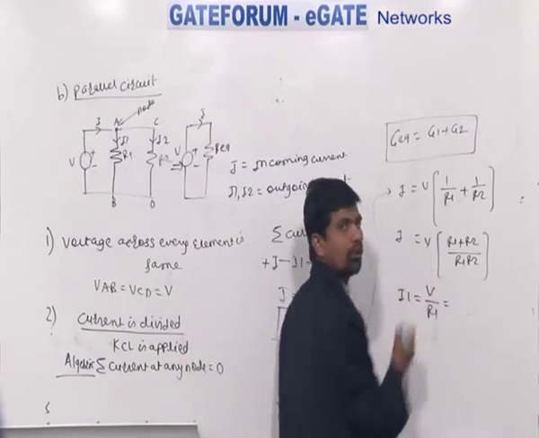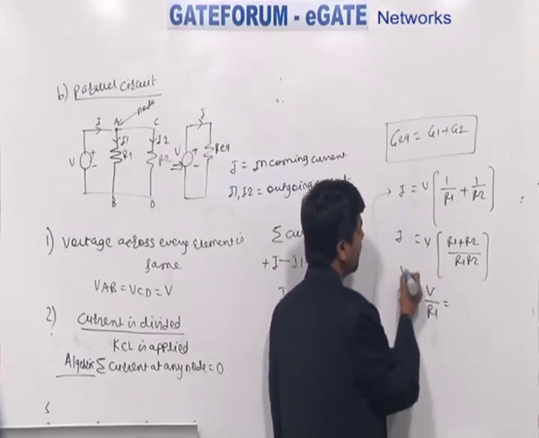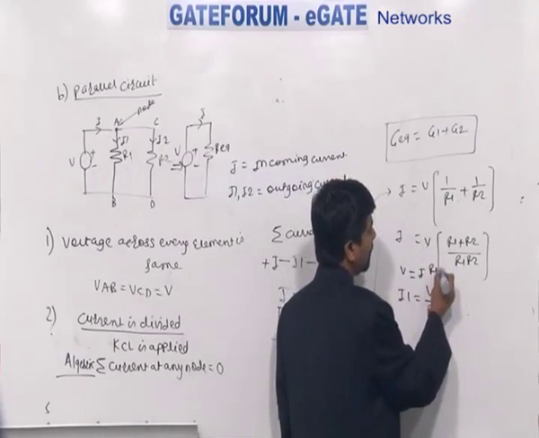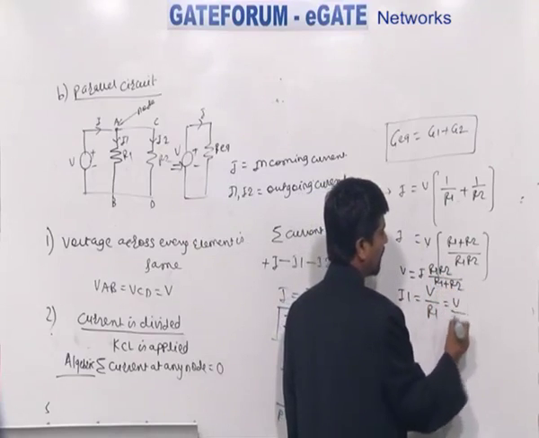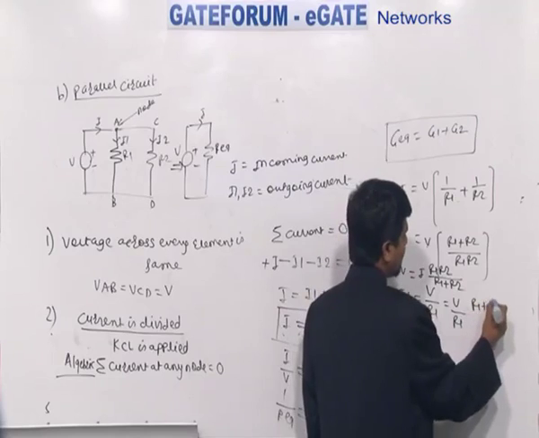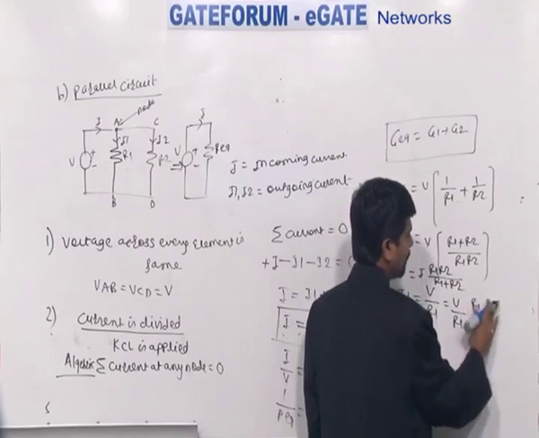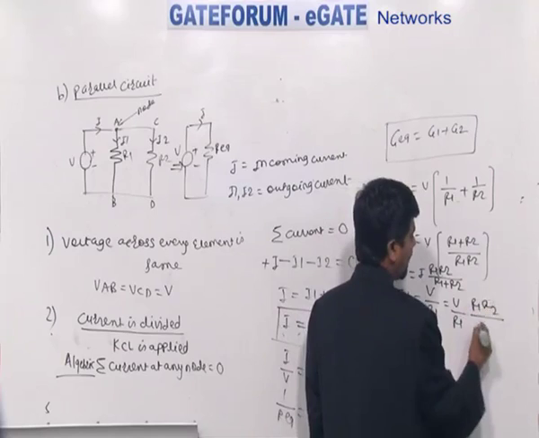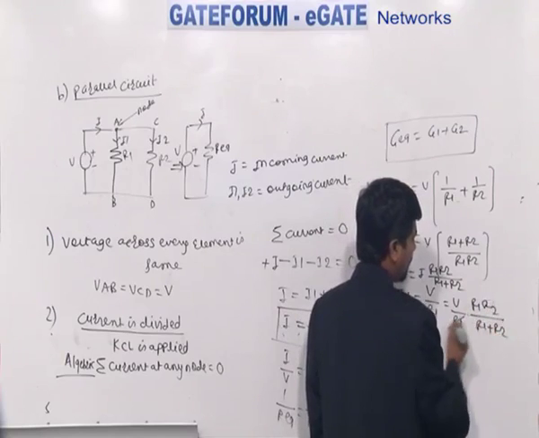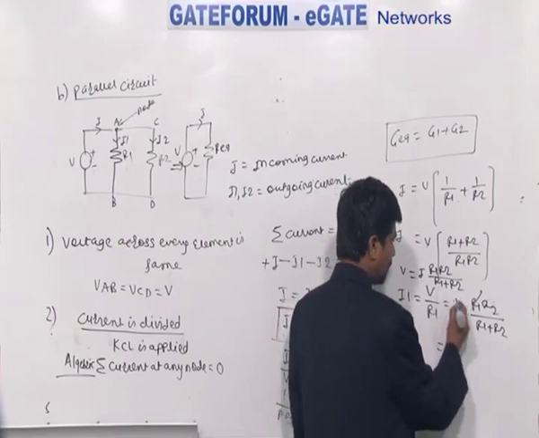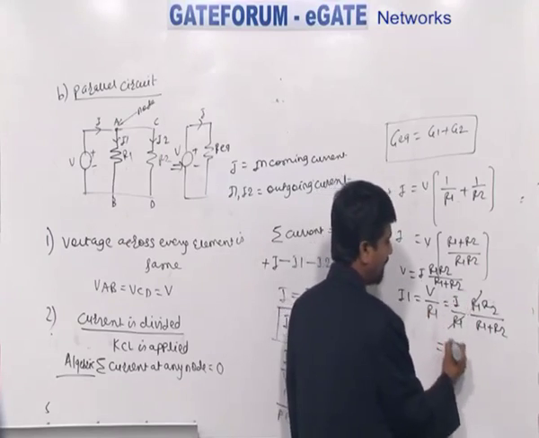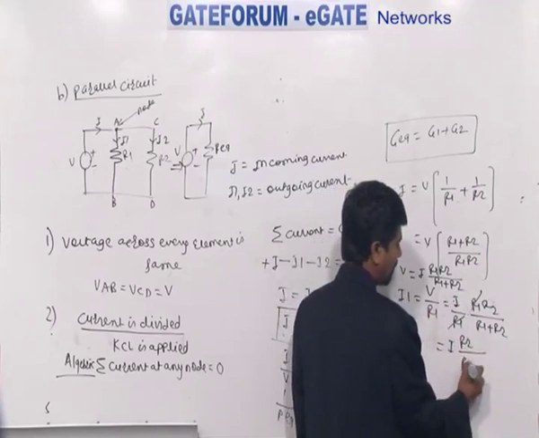Let us put the value of V from this expression. What is the value of V? V is equal to I into R1 R2 divided by R1 plus R2. So V upon R1 becomes I into R1 R2 divided by R1 plus R2, divided by R1. R1 and R1 will cancel. So I into R2 divided by R1 plus R2.